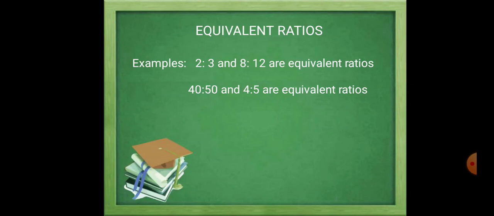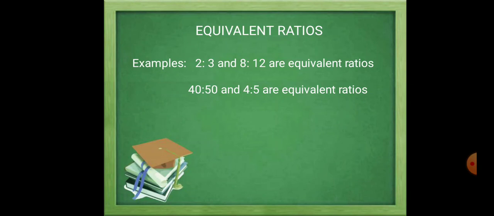Similarly, if you take the ratio 40:50, you can divide both the terms by 10. 40 divided by 10 will give you 4 and 50 divided by 10 will give you 5. Then here also you can say that 40:50 and 4:5 are equivalent ratios. So in general, to get an equivalent ratio, you can either multiply or divide each term of a ratio.